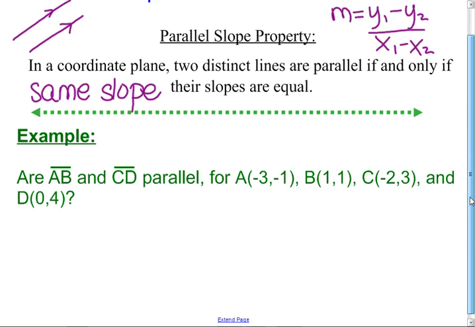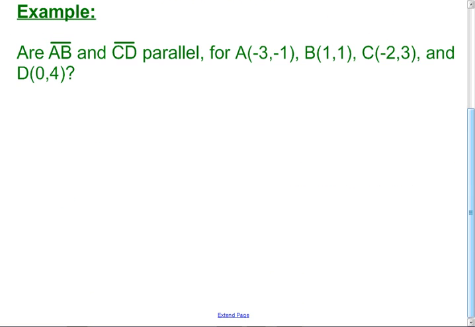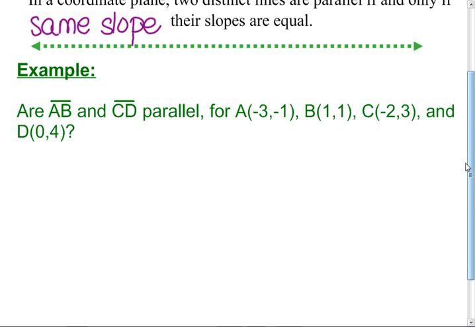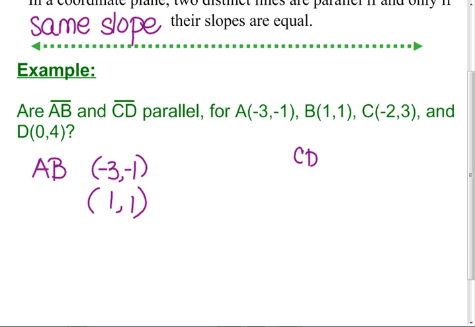Now, I found, at least for me, to get this organized a little better, I want A, B. So first identify which points, because sometimes it might be A and D. You've got to read it carefully. But A, B, that's what I want to find. And A is (-3, -1). B is (1, 1). And then I want to find the slope for CD. So C is (-2, 3) and D is (0, 4).